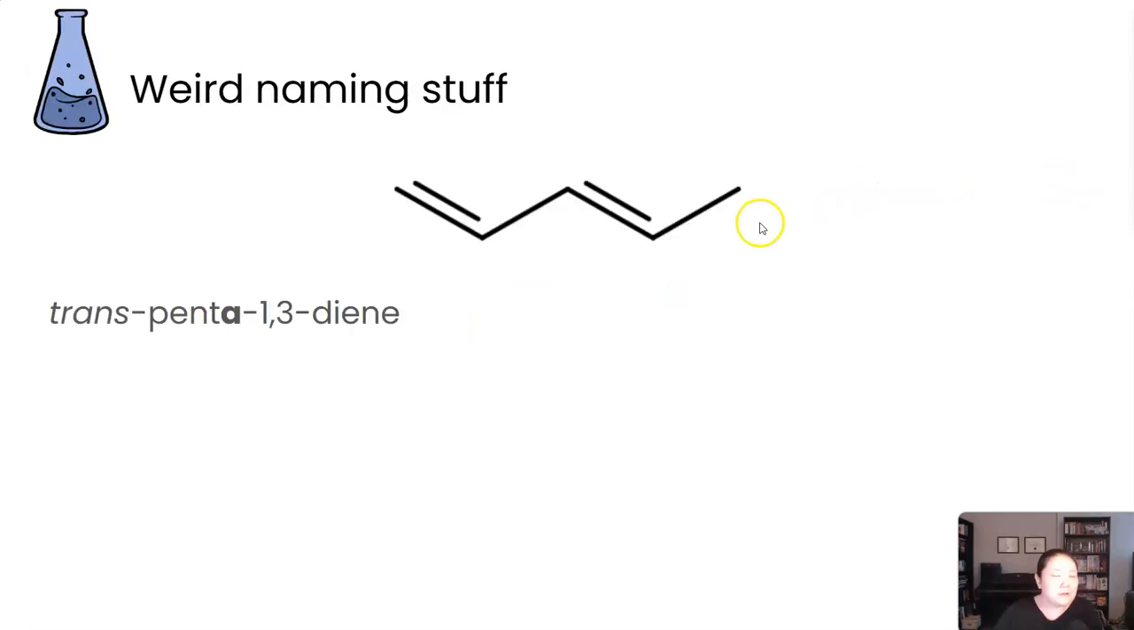Another bit of a weird naming thing that can happen is that if you have more than one double bond, then you actually have to toss in this A back into the name. So typically, if this were just a pentene, so you only had one double bond, there would be no A. You take out the A and the E is what replaces the A. But for some strange reason, if you have more than one, you toss it back in.